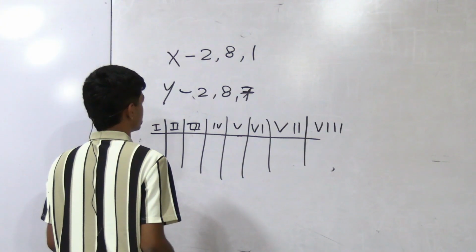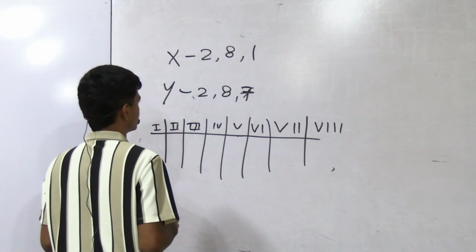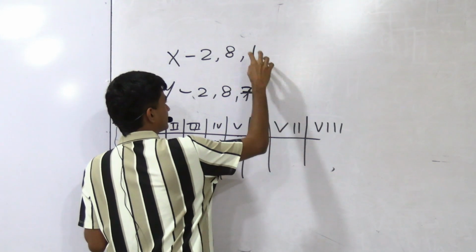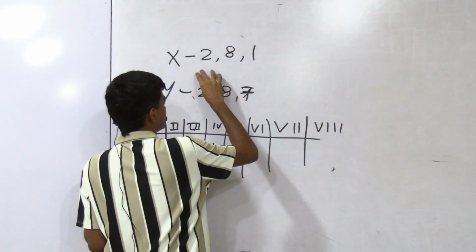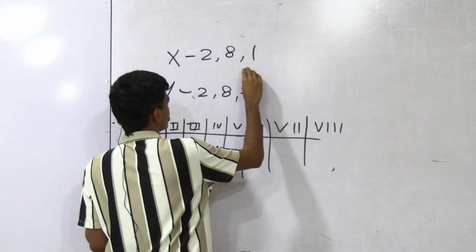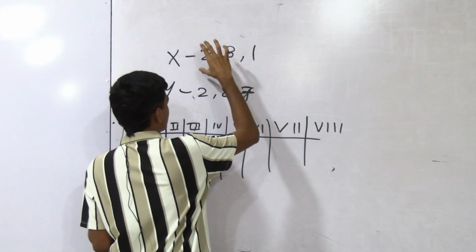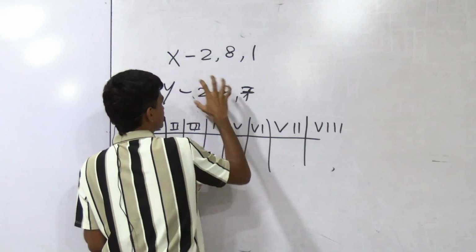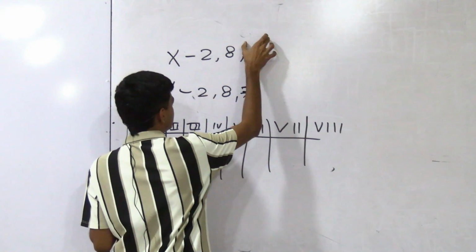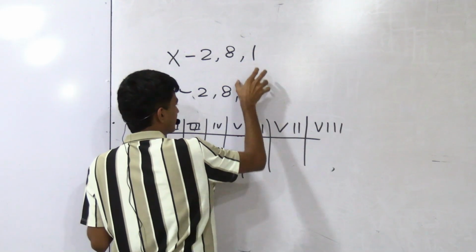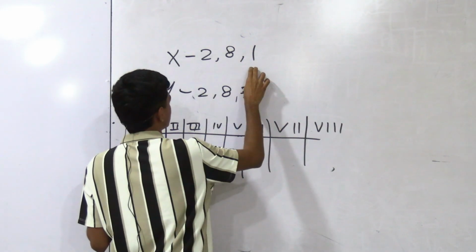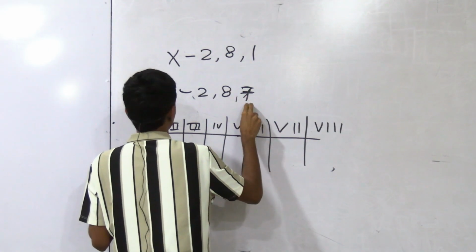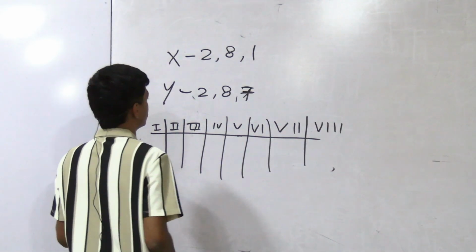So how can I put it? Okay, usually when we represent this in the standard notation, these are the number of electrons in each shell. So both X and Y have 3 shells, and the last part represents the valence shell. So X has 1 electron in its valence shell, and Y has 7 electrons in its valence shell.